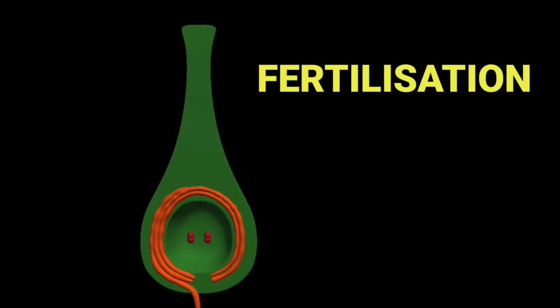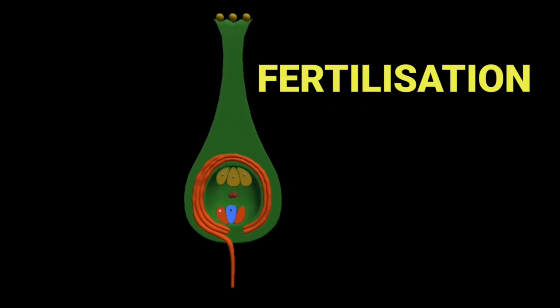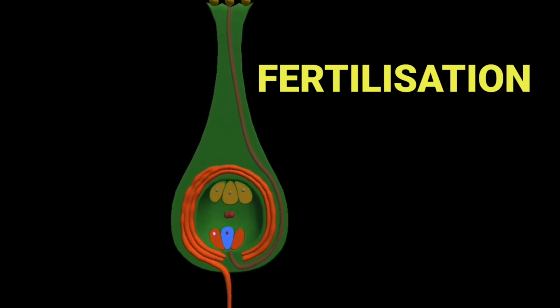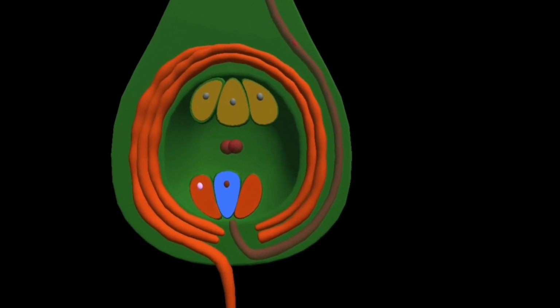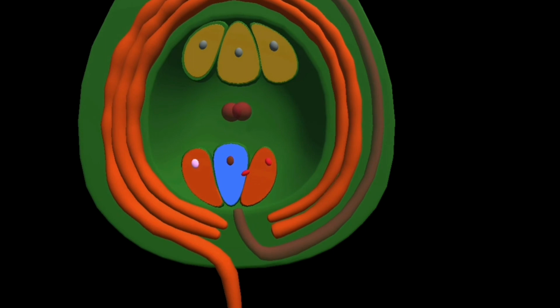Fertilization takes place after pollination. The male gamete, carried by the pollen tube, reaches the female gamete present inside the ovule. The fusion of the male gamete with the female gamete is called fertilization. After fertilization, the fertilized egg divides, grows, and gives rise to an embryo.